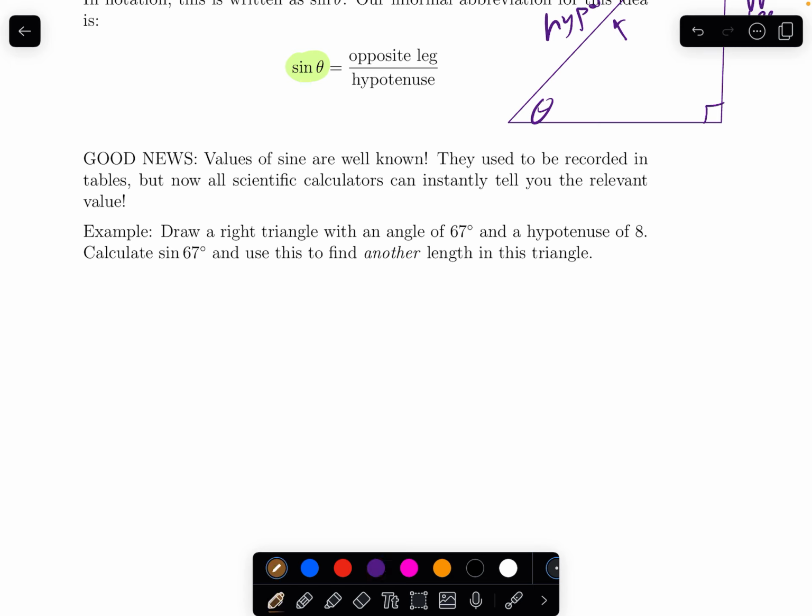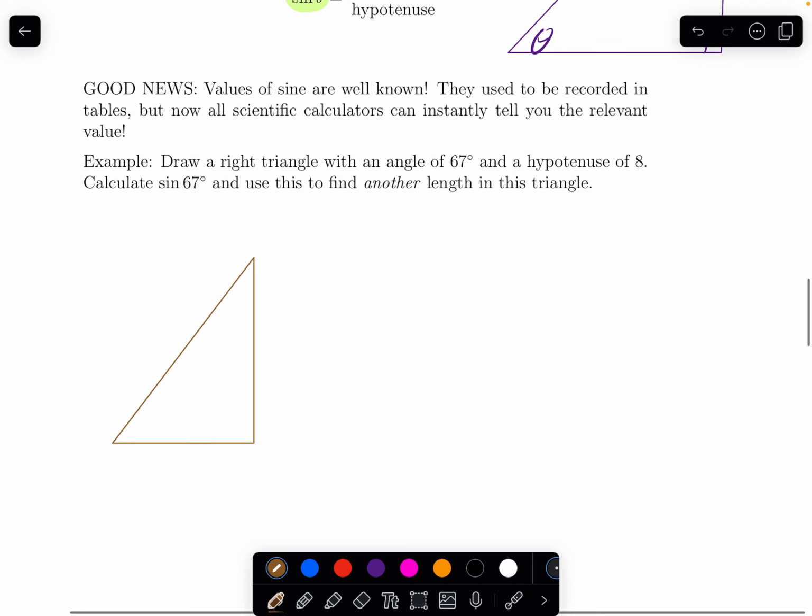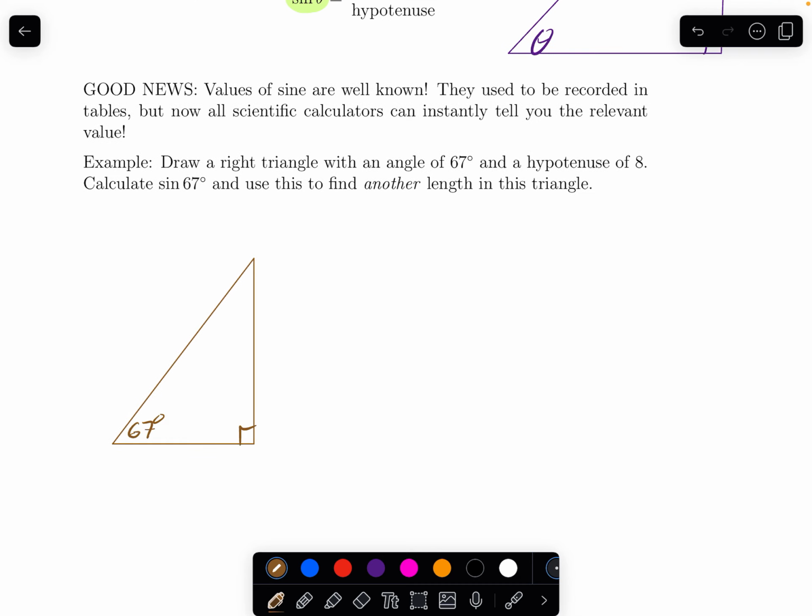Okay, I hope you have done this. So I will draw a picture, and I will do my best to draw an angle that looks at least plausibly 67 degrees. I feel like that's not so bad. Here's my right angle. Here's my 67-degree angle. And we're told that the hypotenuse is 8. I'll call this A and this B.